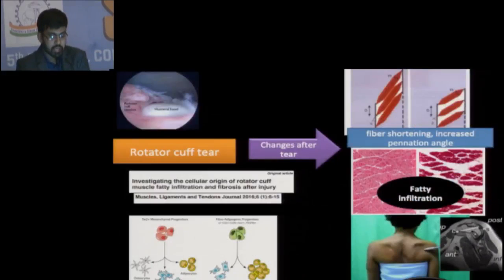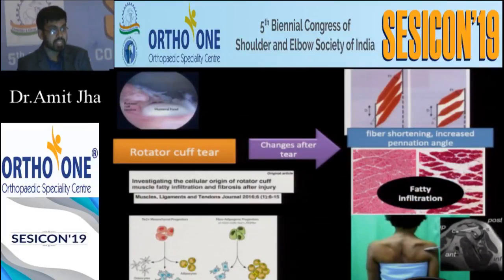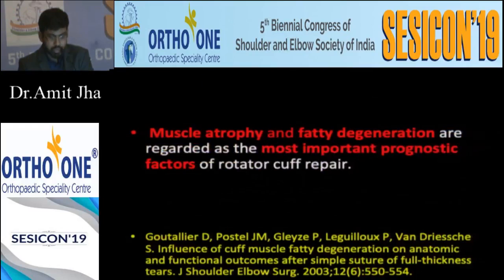So what happens when a cuff gets torn? It leads to a change in the pattern of the muscle fiber, that is increased pennation angle, and separation of the muscle fiber, that is sensed by the mesenchymal and fibroadipogenic progenitor cells that lead to fatty infiltration. So muscle atrophy and fatty degeneration are regarded as the most important prognostic factors of cuff repair.